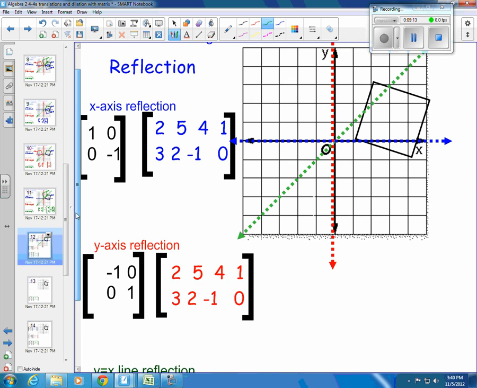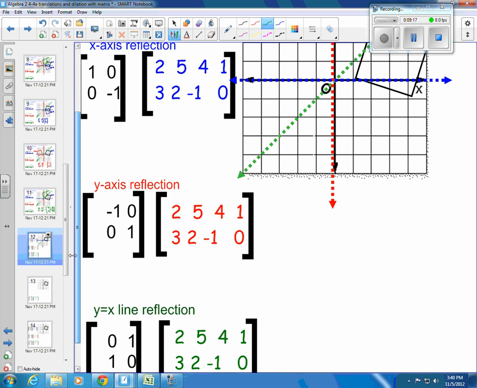So here are my reflection matrices. So you can take a moment, pause the video, and write down the 3 reflection matrices. So you need to know that you're going to multiply by this 1, 0, 0, -1 for an x reflection. You're going to multiply by a -1, 0, 0, 1 for a y reflection. And you're going to multiply by a 0, 1, 1, 0 for your y equals x line reflection. And notice that they are always the first number to be multiplied. We always put them in the front. They never go behind. Remember, multiplication is not commutative with matrices, so it has to be the first matrix. So pause and take all these notes down, please.